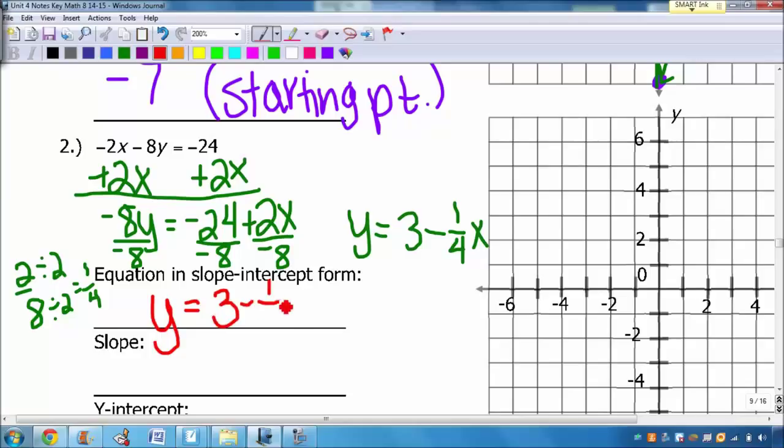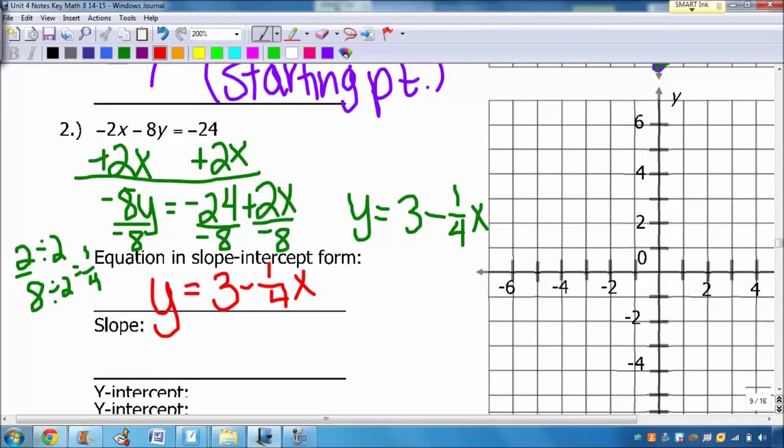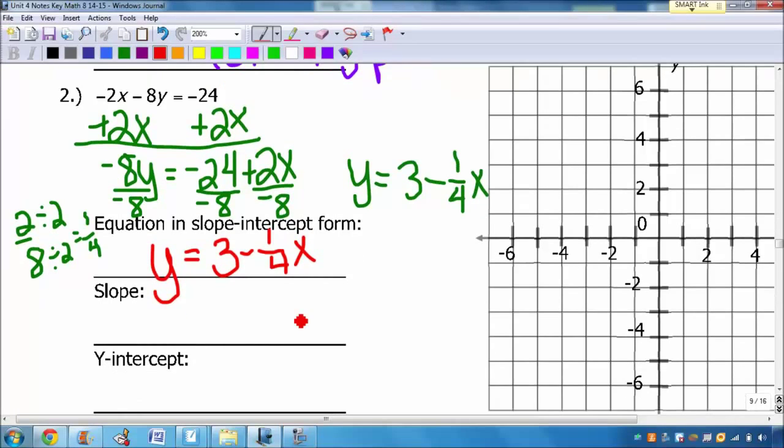minus 1/4 x. Now, this is where I'm scared you're going to get a little bit confused. So if you don't understand this, make sure you rewind it and rewatch what I'm saying. A lot of people will look at this and think the 3 is the slope because it's the first number. But remember, the equation is y equals mx plus b. And whatever the coefficient is in front of the x is going to be your slope. So in this example, the slope is not 3, it's actually negative 1/4. Okay, so it's negative 1/4.